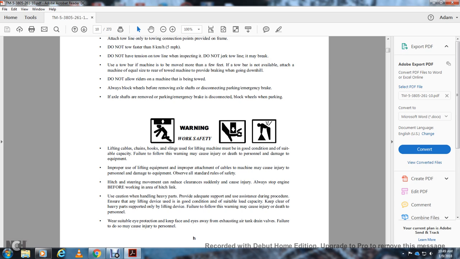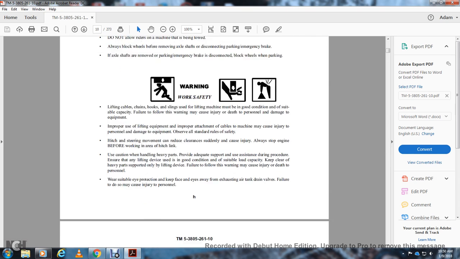Use caution when handling heavy parts. Provide adequate support and use assistance during the procedure. Ensure any lifting devices are in good condition with suitable load capacity. Keep heavy parts supported with the lifting device. Failure to follow these warnings can cause injury or death to personnel. Wear suitable eye protection. Keep the face and eyes away from the exhaust air tank drain valves. Failure to do so may cause injury to personnel.